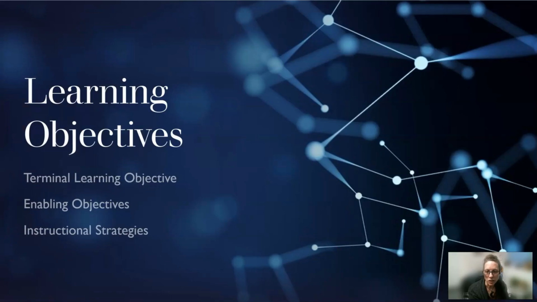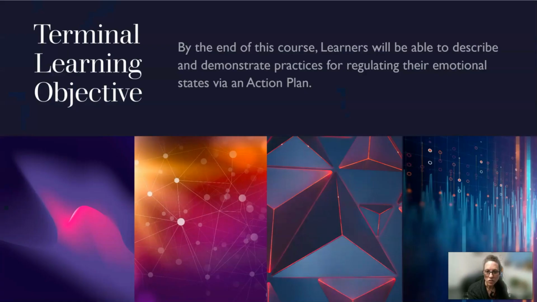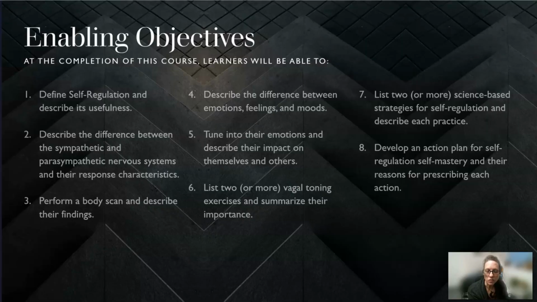Let's look at the learning objectives and instructional strategies I used to create this course. By the end of this course, learners will be able to describe and demonstrate practices for regulating their emotional states via an action plan. There are 8 enabling objectives for this course.